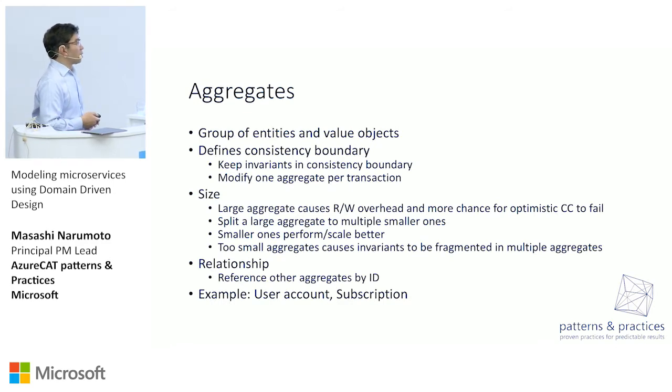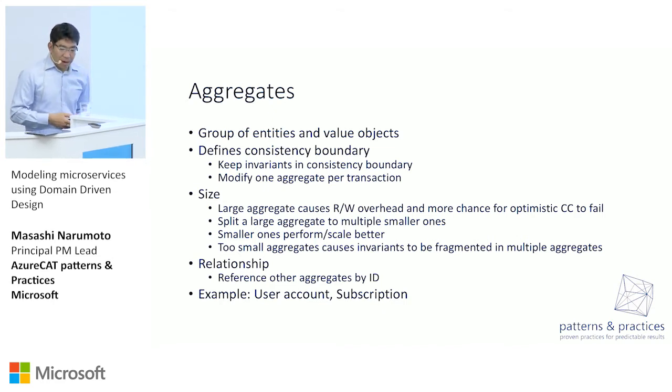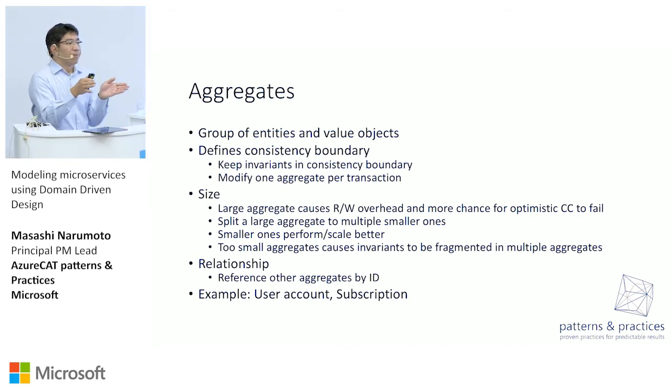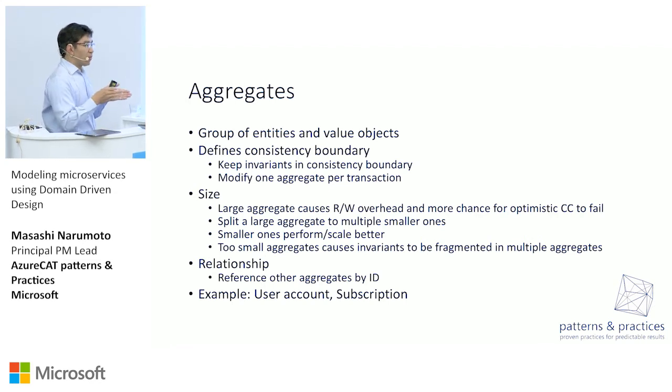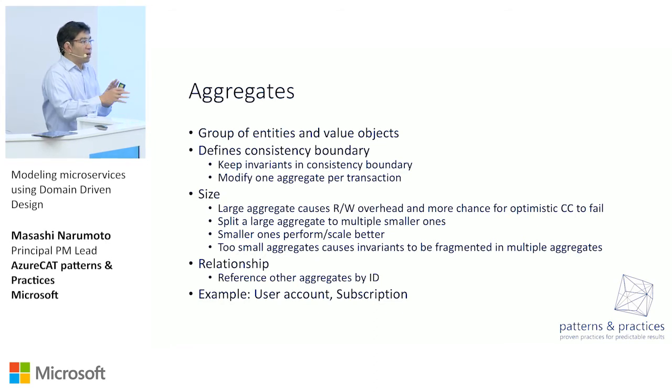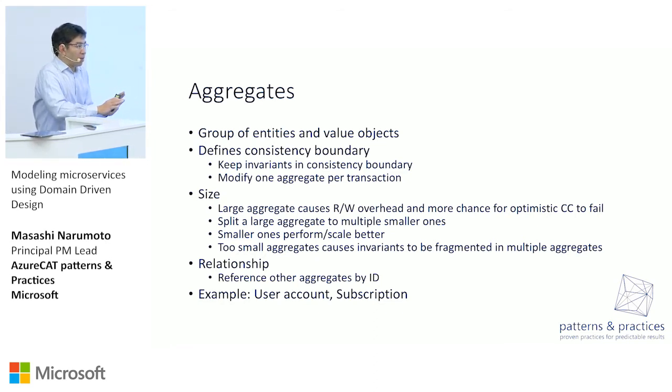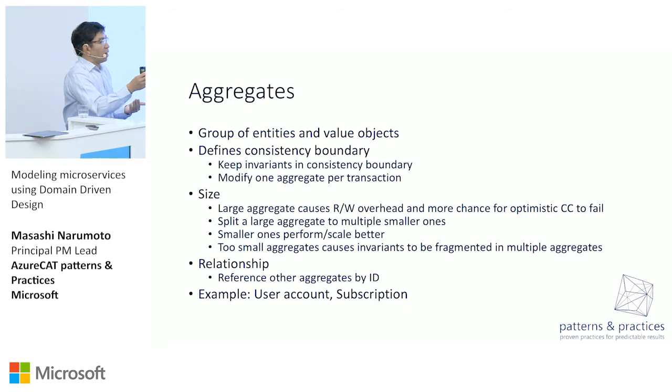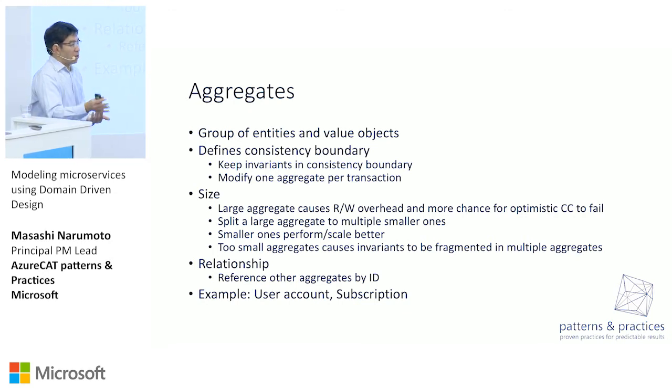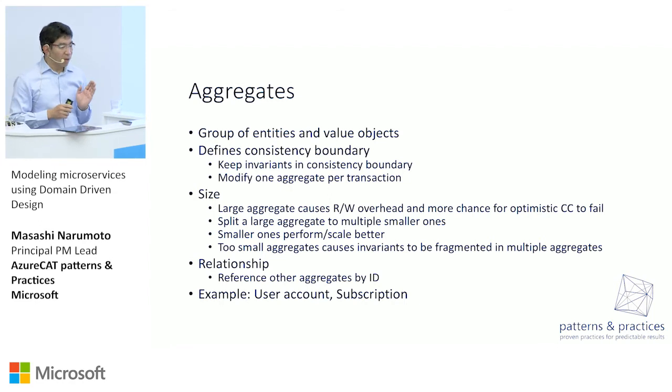Aggregates are a group of entities and value objects, and they define the boundary of persistency. Anything within the same aggregate shares the same persistency boundary, meaning everything in the same aggregate is always consistent. But anything outside that aggregate can be inconsistent. You know what I mean, right? So it defines the boundary of consistency. That's what an aggregate does.